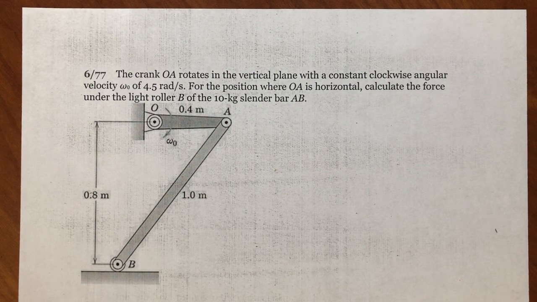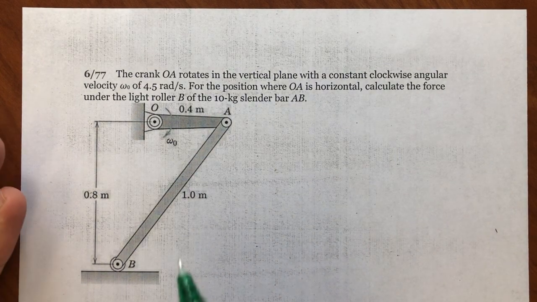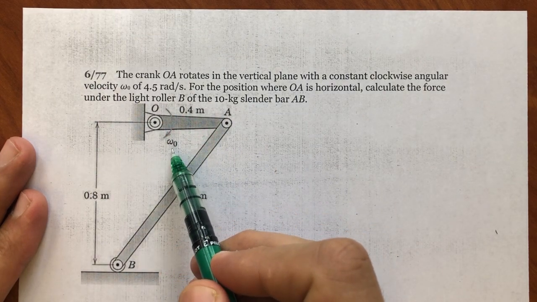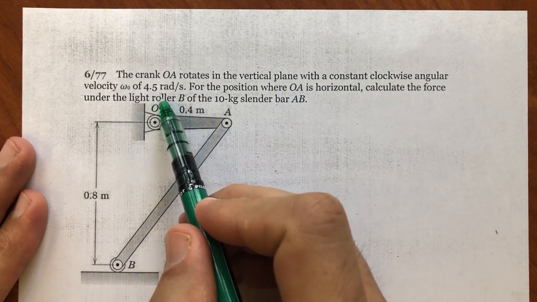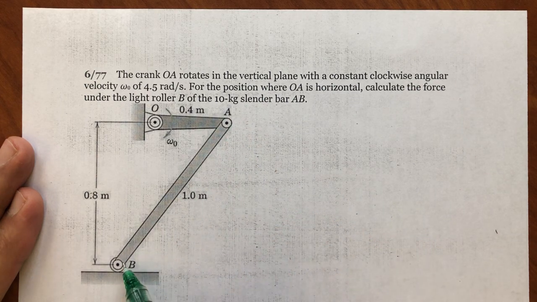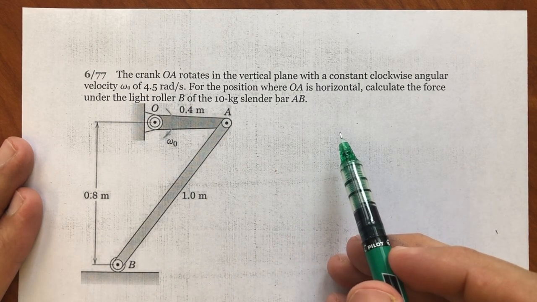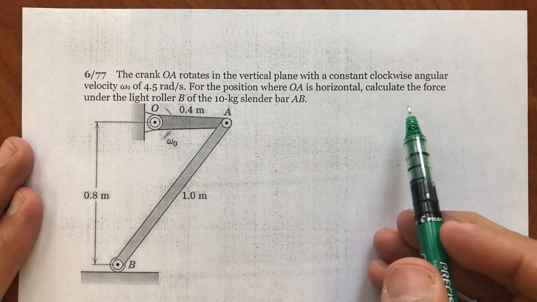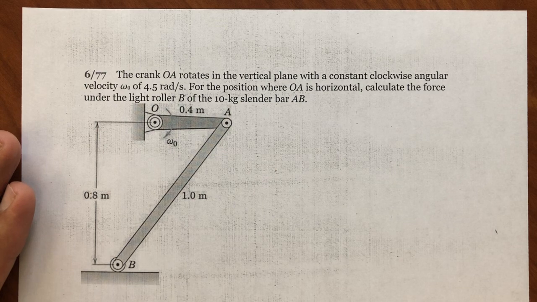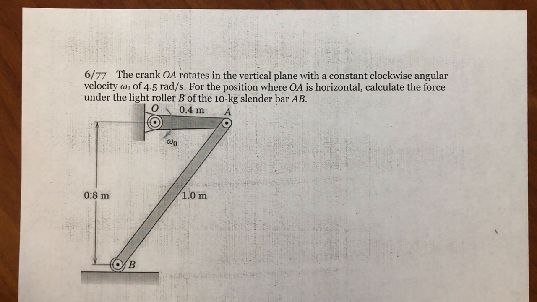In this problem, we have this crank, which is rotating with an angular velocity of omega 0, which is 4.5 radians per second, and it is constant. We have this bar, which has a roller at this end of it, which is on the ground. The question is, what is the force between this roller and the ground? That's our objective.